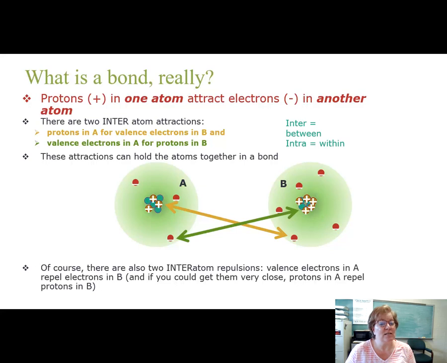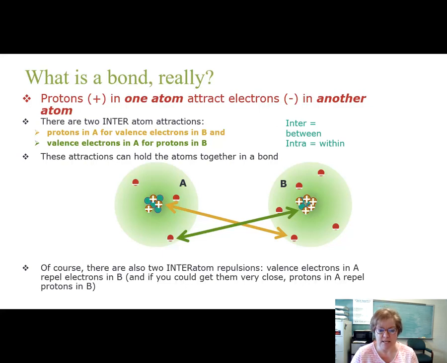But that's not the only thing going on. B, similarly, has protons that are attracted to its own electrons, but also A's electrons when it gets close enough to A. So as two atoms approach, the protons in each are trying to attract the electrons in the other atom. And that's where the source of this bonding comes from.